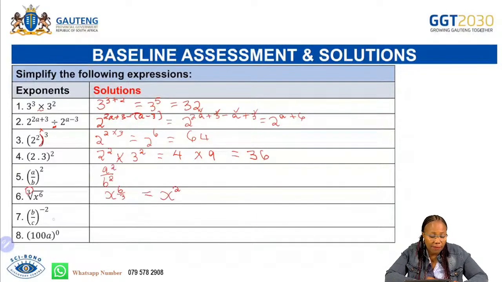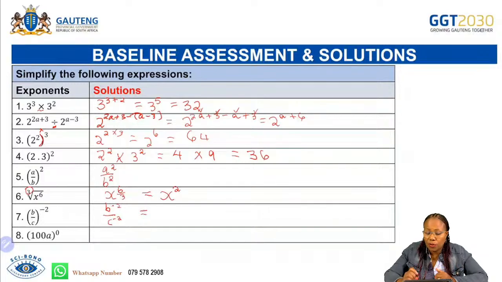And then number 7 now, again, you're having a quotient because we are dividing. And then now each will take exponent. But unfortunate part here is that our exponent is now negative. Then it will be b to the power minus 2 over c exponent minus 2.